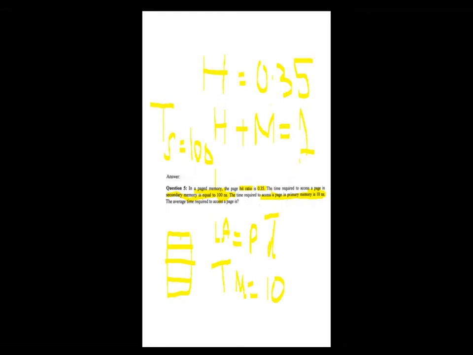Now these times are given. Out of 100%, 35% is hit. It means 35% of the pages will take 10 nanoseconds. So 0.35 into 10 plus the remaining, that is 1 minus h, which is 0.65, will take 100 nanoseconds. So that is the solution.